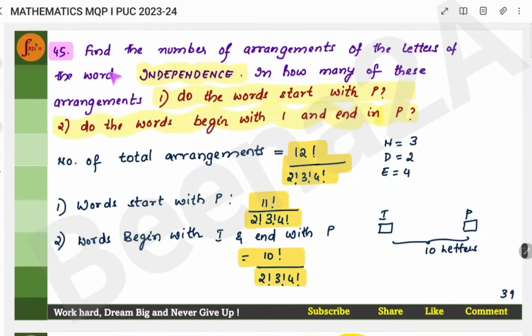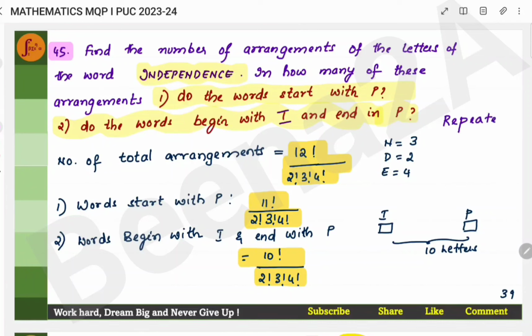We look at this particular problem. Find the number of arrangements of the letters of the word independence. In how many of these arrangements do the words start with P, and the words begin with I and end in P? So first we need to find the total number of arrangements. So we need to find the number of letters. There are 12 letters in this word independence. So 12 factorial. Divide by the repeated kinds.